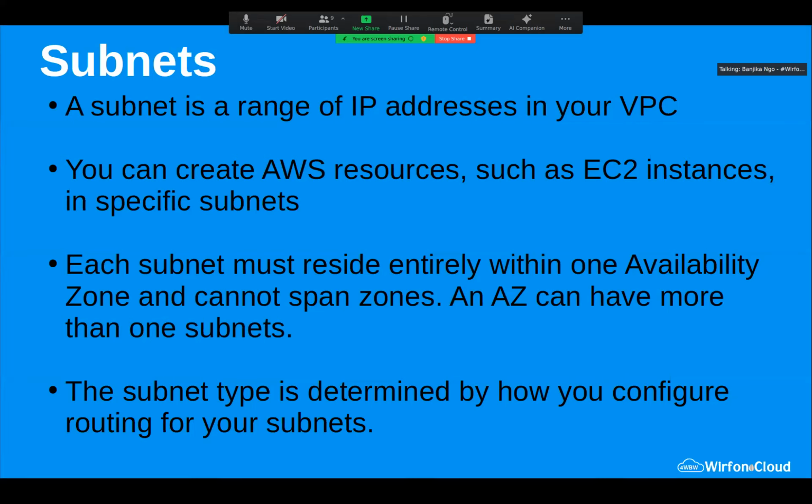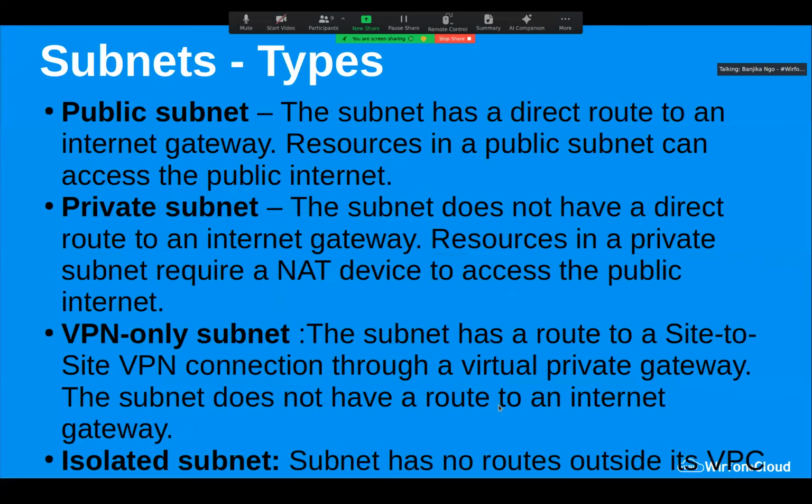Now, the subnet type is determined by how you configure routing for your subnet, which is what we're going to look at next. What are the different types of subnets that you have on AWS in your VPC? You have what is referred to as the public subnet, and what that means, just as the word public says, is it has a direct route to an internet gateway so that your resources are able to access the internet. So resources in the public subnet are able to access the public internet.